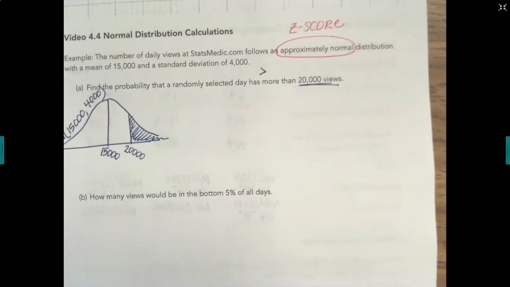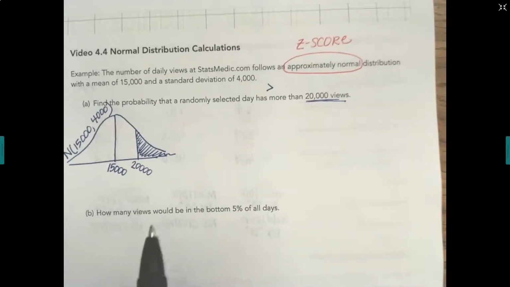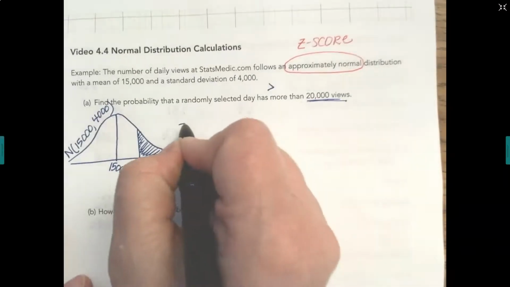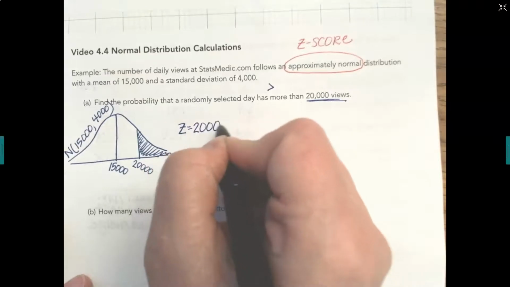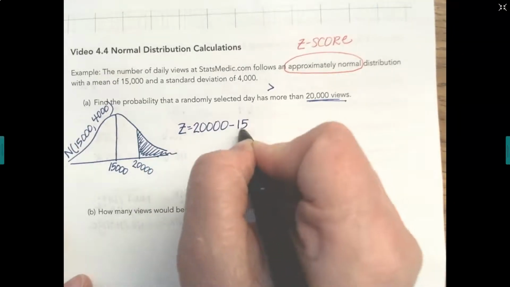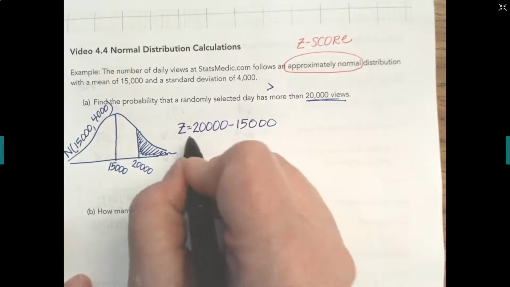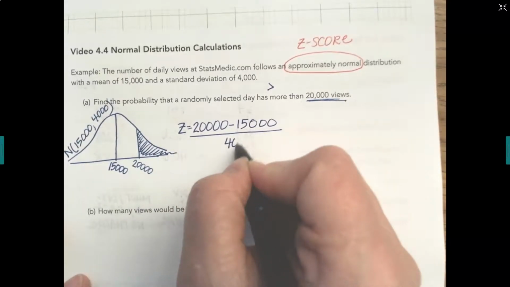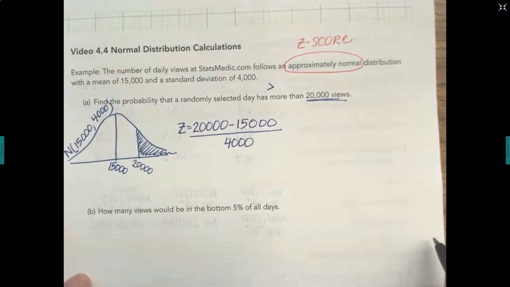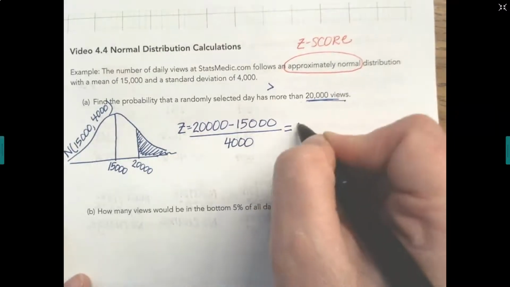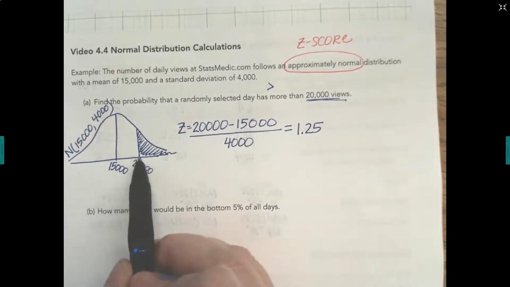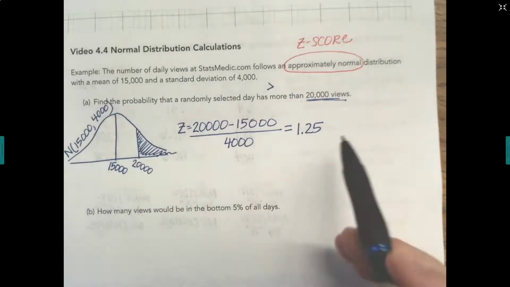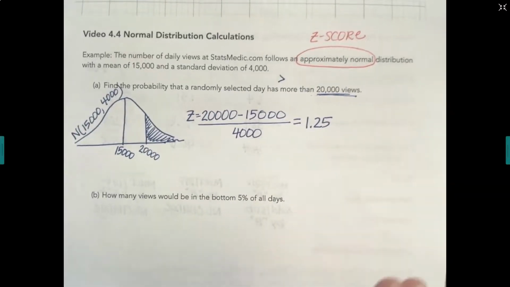All right, so for this situation, we drew our picture. So let's go ahead and find our z-score. When we find our z-score, we're going to take the statistic, which is 20,000, minus the parameter of 15,000, and divide it by the standard deviation of 4,000, which gives us a z-score of 1.25, which means this boundary right here is 1.25 standard deviations above the mean.